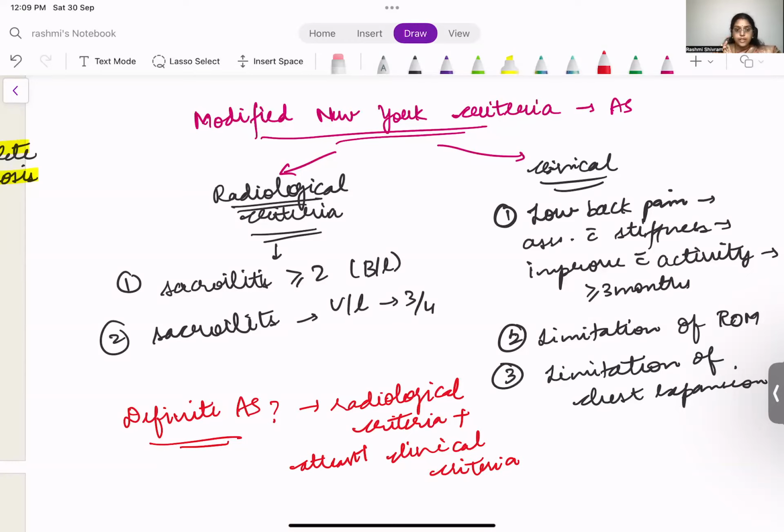The radiological criteria is sacroiliitis grade more than or equal to 2, which is bilateral, or sacroiliitis unilateral, in which case the grade should be 3 or 4. Then the clinical features: low back pain, like I told you, associated with stiffness, improving with activity, and duration more than 3 months. There should be limitation of range of movements and limitation of chest expansion. At least one clinical criteria should be there, and the patient should have radiological criteria. Then we say that the patient is having definite ankylosing spondylitis.